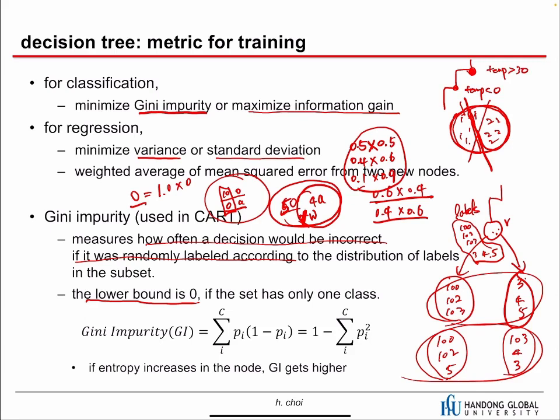Okay, and if entropy increases in the node, then Gini impurity gets higher. You know what I mean by this? If entropy increases in the node, it means the samples are from multiple classes. If all the samples are from one class, then entropy is at the minimum. So entropy and Gini impurity are connected. They are talking about the same kind of thing.